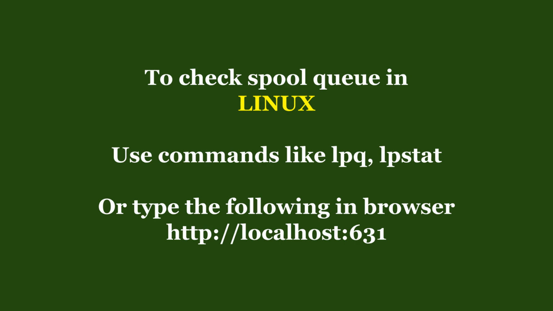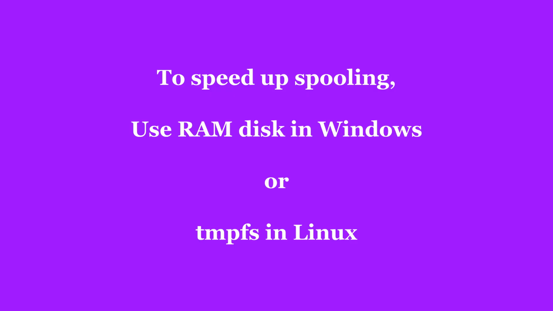In Linux, you can check the spool queue using commands like lpq or lpstat in the shell, or by opening the CUPS web interface at http://localhost:631 in your browser. Spooling can be sped up using RAM by storing spool data in memory, such as a RAM disk in Windows or tmpfs in Linux.